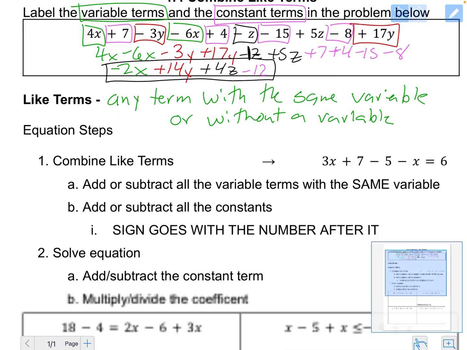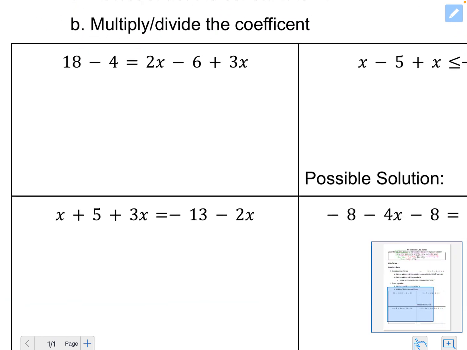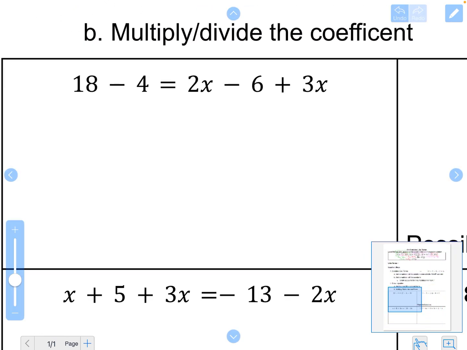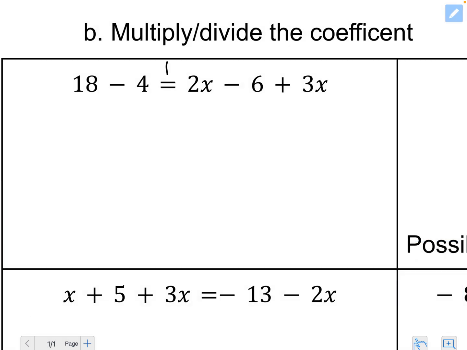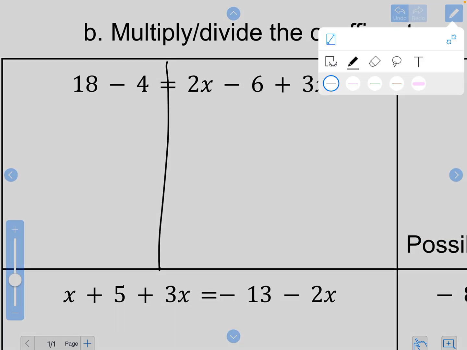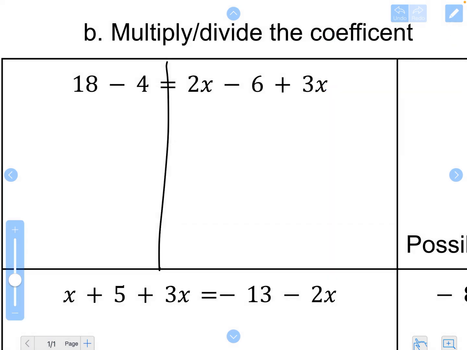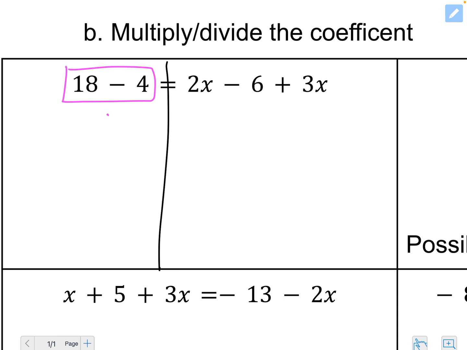So now let's look at some problems and look at how we might solve problems with like terms. So the first thing that I'm always going to do is I'm always going to draw a line down that equal sign. And what I'm going to do is I'm going to look at 1/2 of my equation at a time. So the first thing I'm just going to look at is 18 minus 4. They are both constants. I do not have a variable, so I can just go ahead and do 18 minus 4, which is a positive 14.